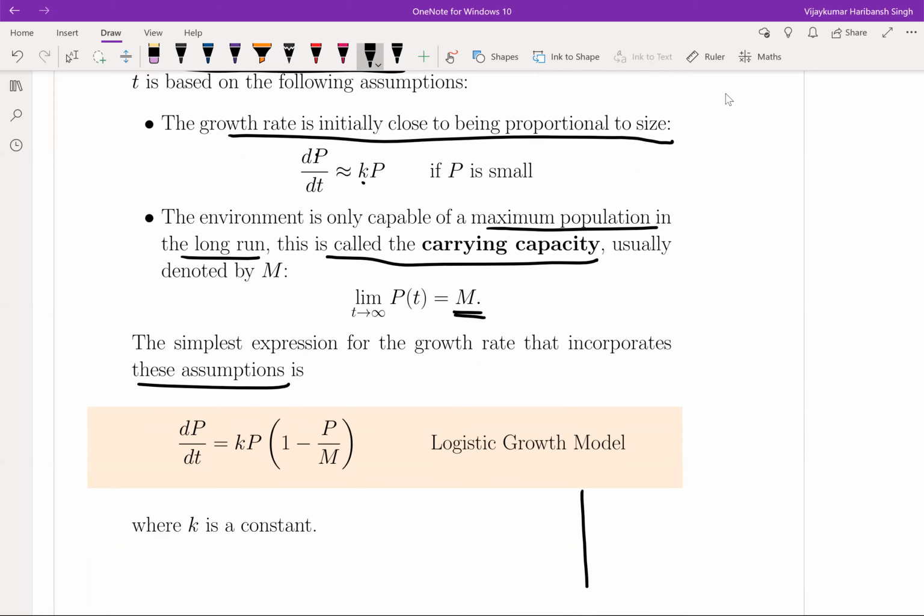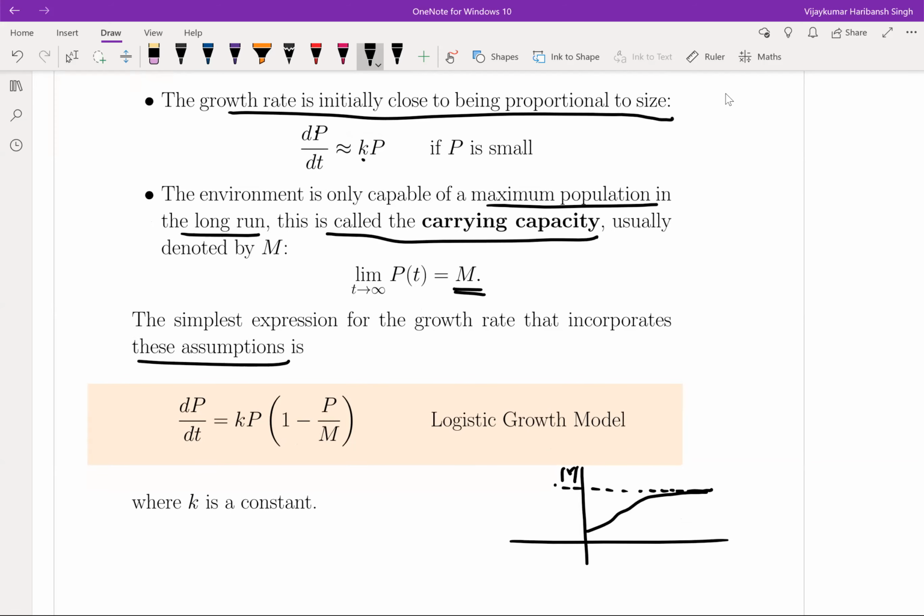Let's see. When we draw it, you'll see the growth model looks more like this. Initially there is an exponential growth, but then, when you're reaching your carrying capacity, it becomes almost zero. So now note the following.